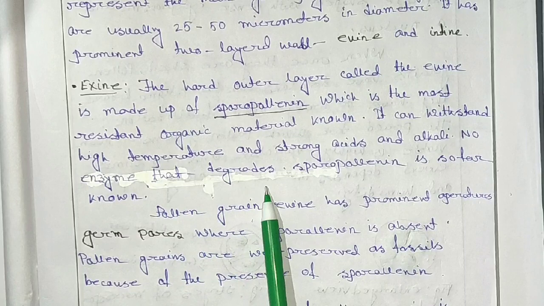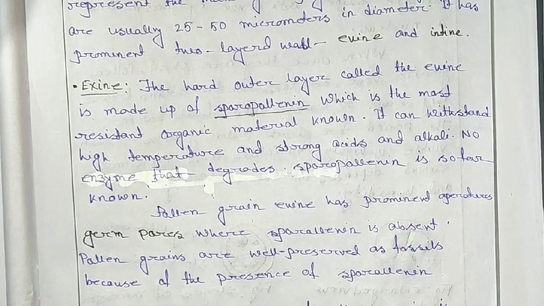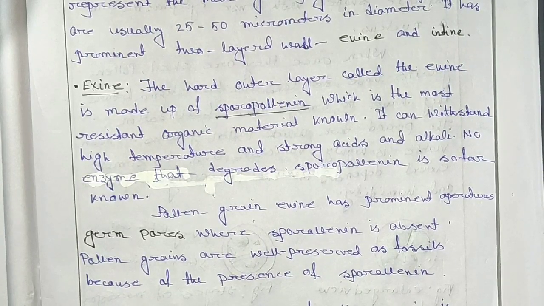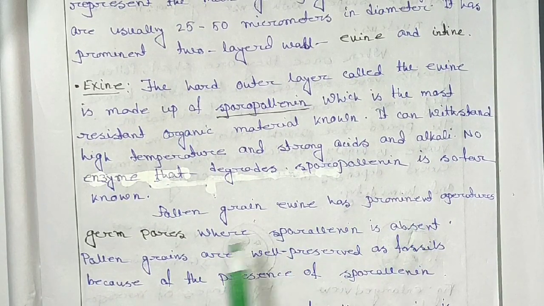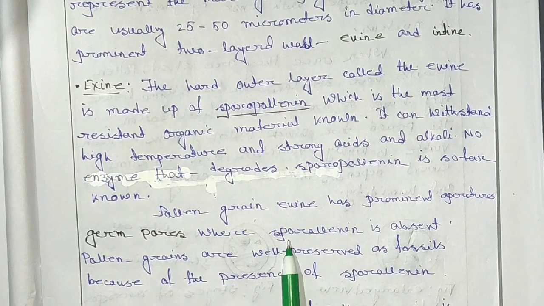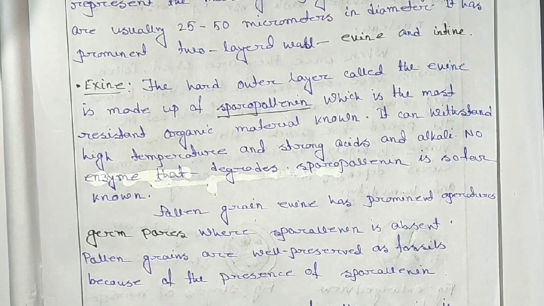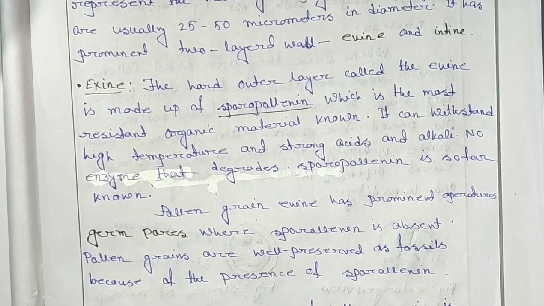No enzyme that degrades sporopollenin is so far known. That means we still don't know what enzyme can degrade or destroy sporopollenin. Pollen grain exine has prominent apertures called germ pores where sporopollenin is absent. That means the place in the pollen grain where sporopollenin is absent is known as the germ pore.